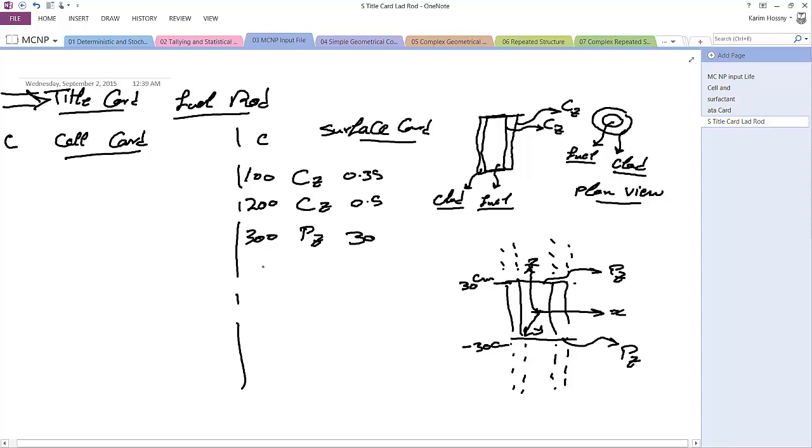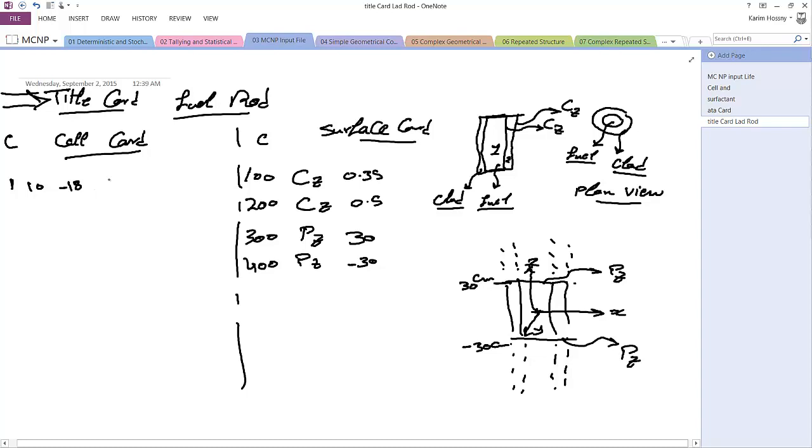Sorry, 30. I have 400, a plane perpendicular to the z-axis at negative 30. Then I come to the cell card. First, the cell number is 1, and the material number, let's give it number 10. Then the density: if I make this cell 1 and this cell 2, let's say the density of uranium-235 is 18 gram per centimeter cube. When I put a negative sign, I'm talking about gram density, and I'll describe it later.